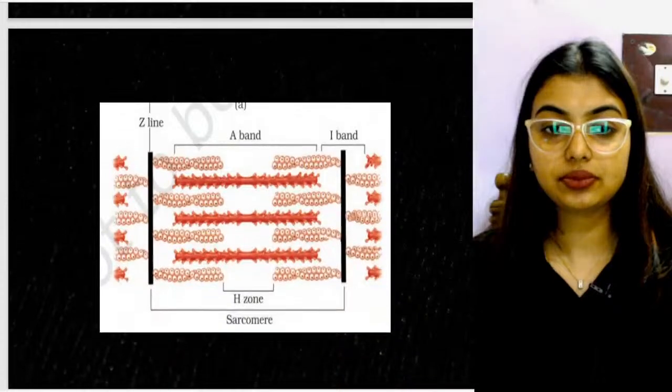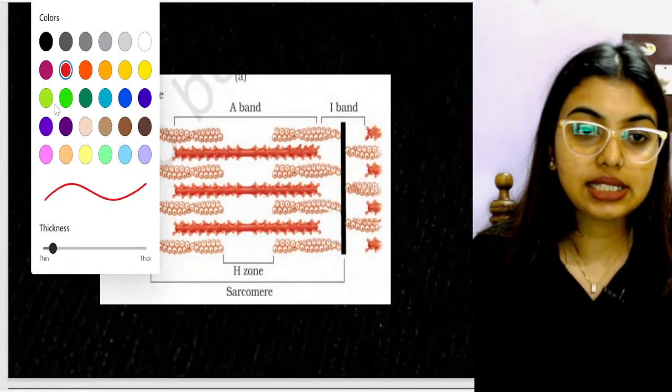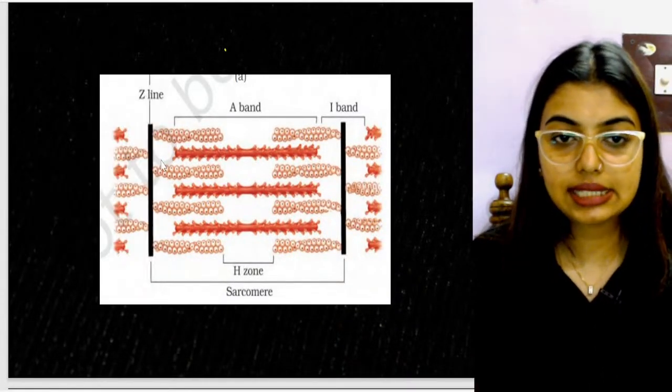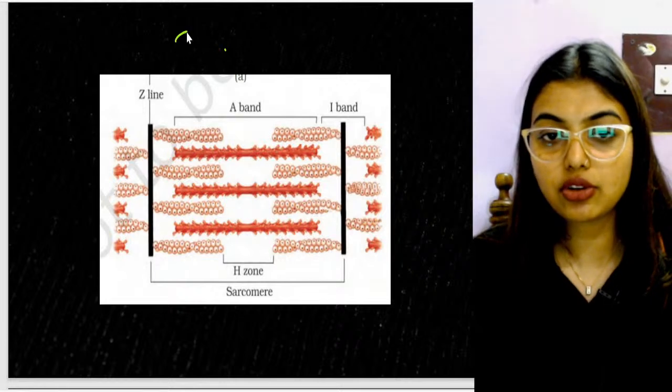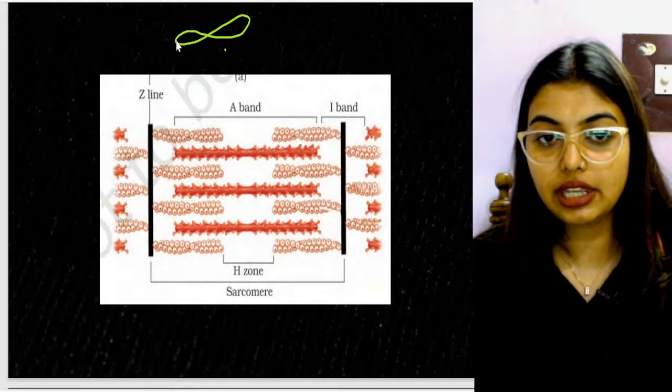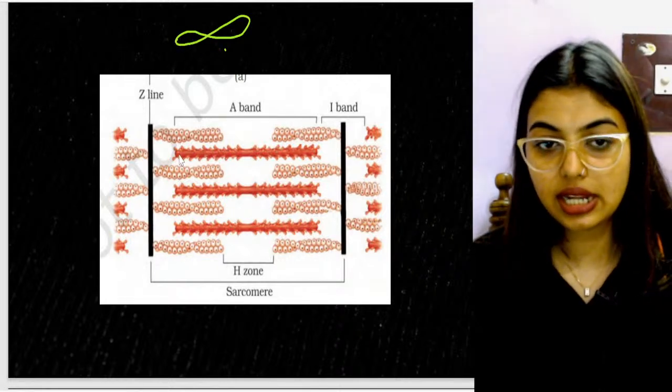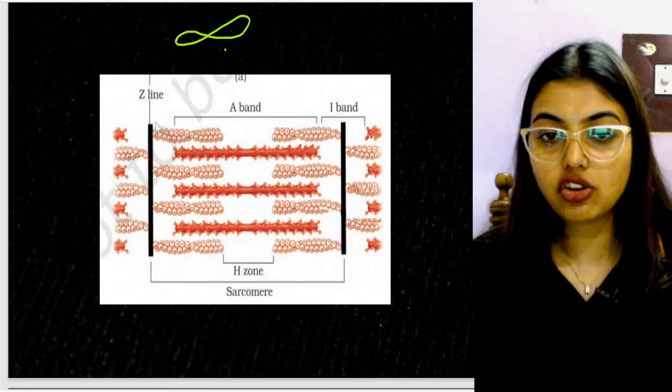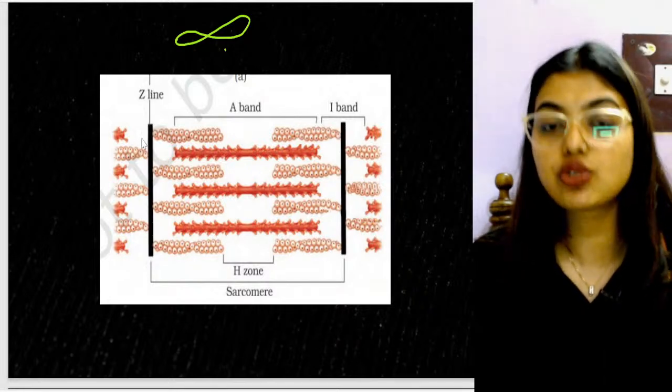Now look here students, this is the diagram. This is the same diagram I drew. This is the Z line. These are the actins. Obviously I'm not going to draw actin like your infinity, so instead I've drawn a straight line, and this is your myosin. When the contraction is going to happen, the Z line is going to move forward.